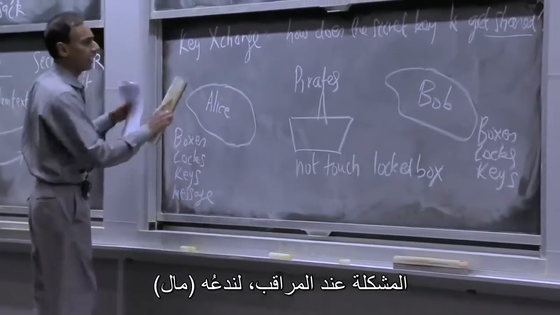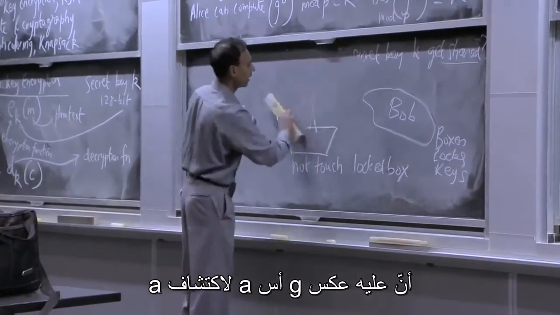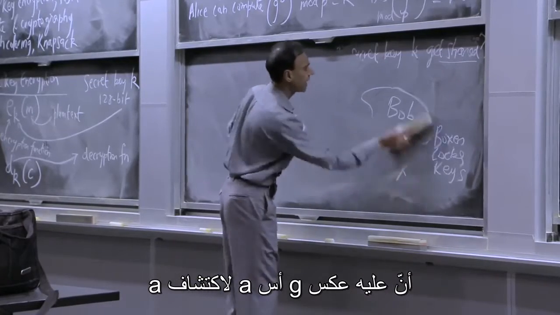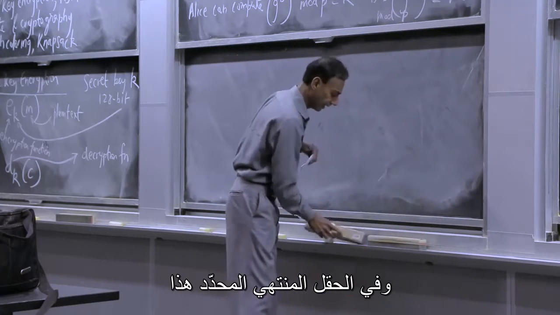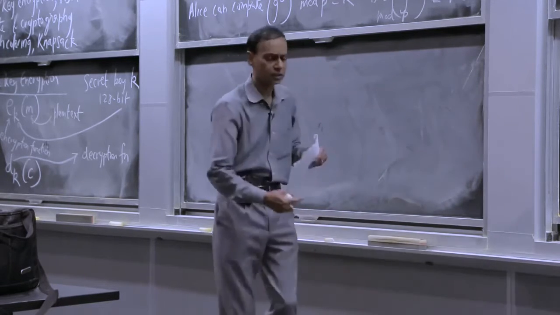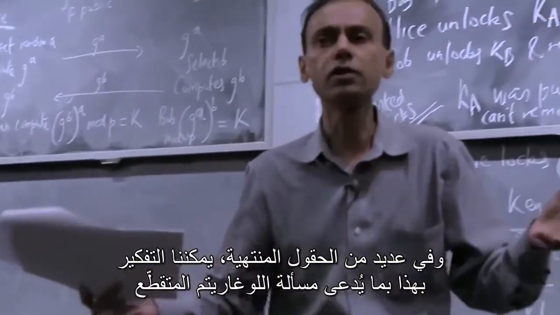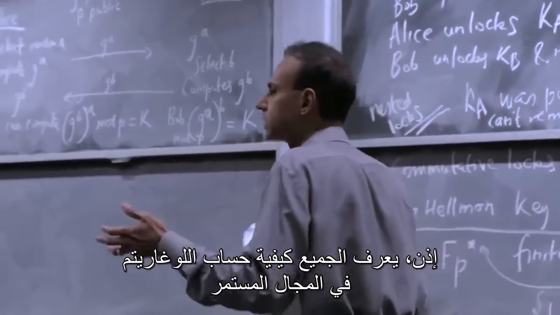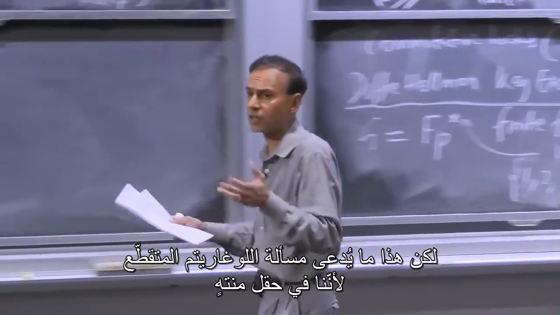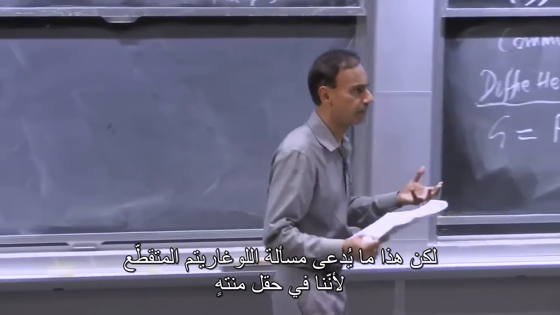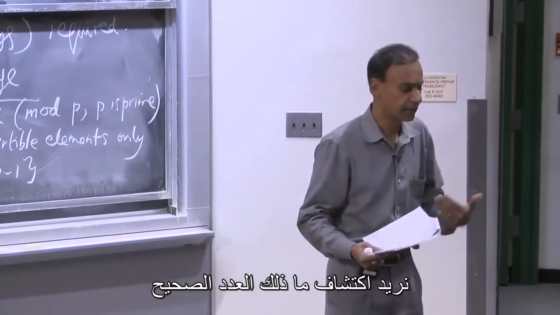The problem that the adversary, let's call him Mal, has is that he has to invert G^A in order to discover A. And in this particular finite field, and there are many such finite fields, you can think of this as being what's called a discrete logarithm problem. Right? So we all know how to compute logarithms in the continuous domain. And there's tables, and it's pretty easy to do. But this is what's called a discrete logarithm problem, because we're in a finite field. And we obviously want integers. A is an integer. So we need to discover what that integer is.